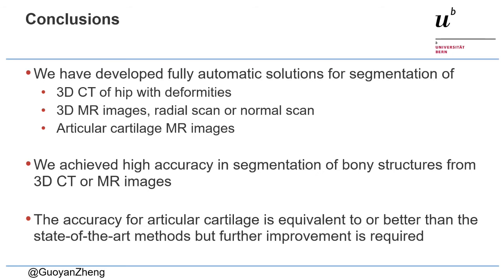In conclusion, we have developed a fully automatic solution for segmentation of 3D CT of hips with deformities, and also 3D MR images, acquired either with radial scan or normal scan, and also a method for articular cartilage MR images. We achieved high accuracy in segmentation of bony structures from 3D CT or MR images, but the accuracy for articular cartilage still needs to be improved. However, if you look at the literature, it's equivalent to or even better than the state-of-the-art methods.